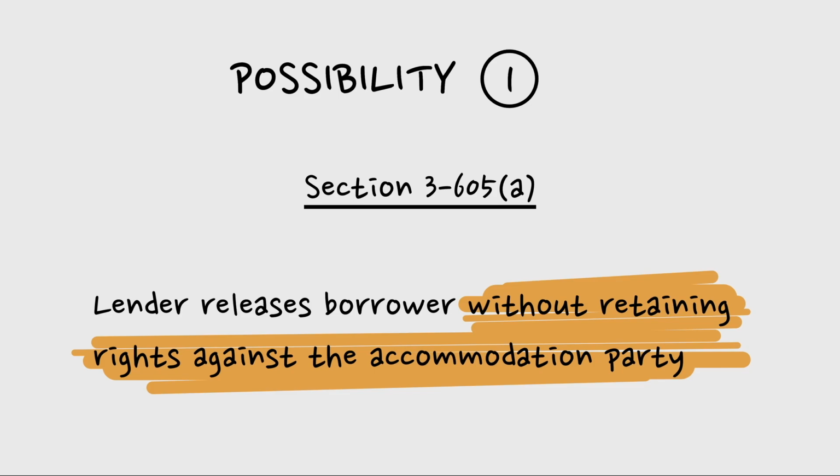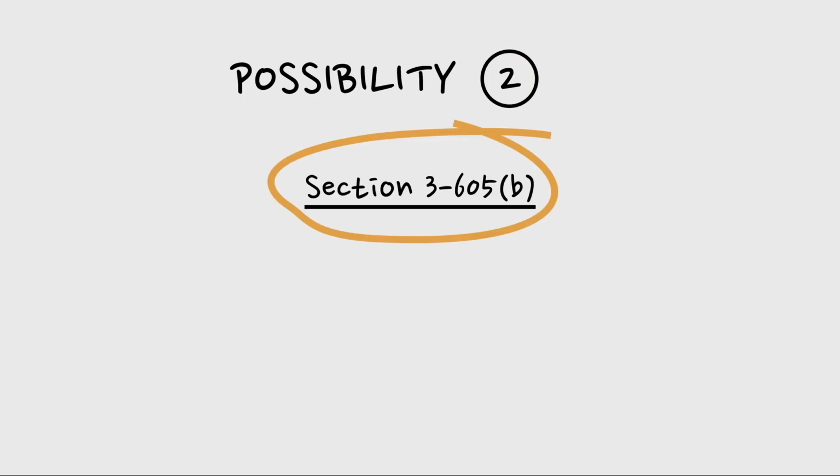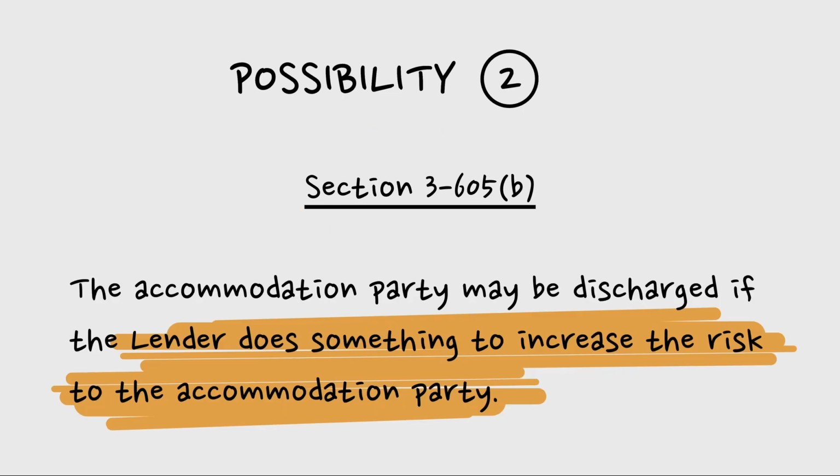So if they release her without retaining rights as to Bob, then he too is released or discharged from his guaranteeing responsibility. So possibility 2 is from section 3605, instead of (a), it's from subsection (b), which says that the accommodation party, again, Bob, may be discharged if the lender, the bank, does something to increase the risk to the accommodation party. If the lender here does something that's going to increase the risk to Bob, then he is discharged from this transaction, from his liability on the note.